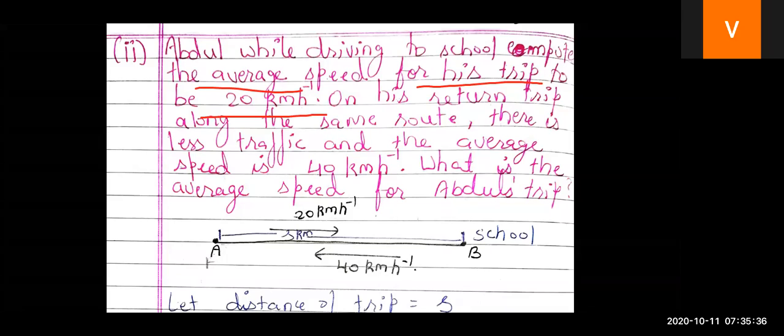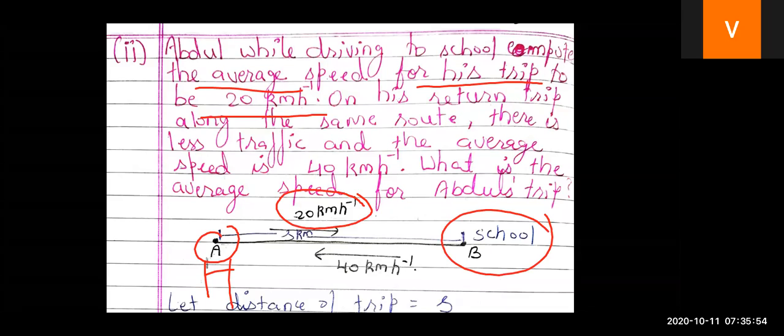hour. So Abdul is driving to school. So Abdul started from this. Suppose this is home of Abdul. From point A, he is starting and he is approaching towards point B where his school is, right? So what was his average speed? His average speed was 20 kilometers per hour.